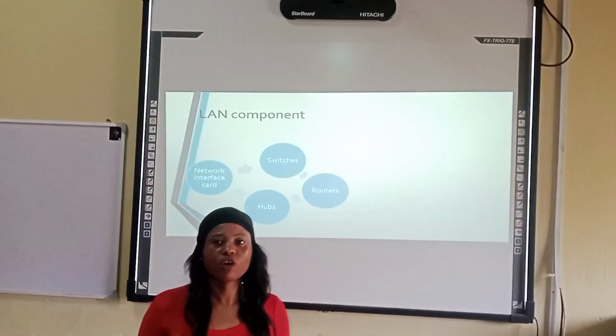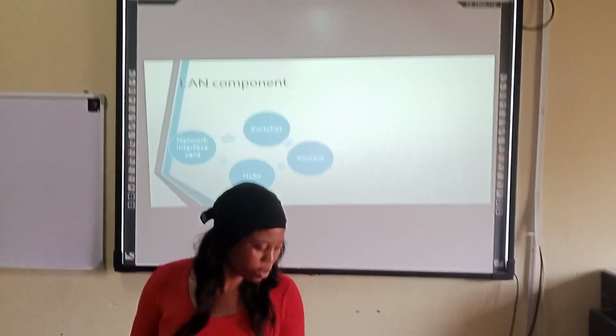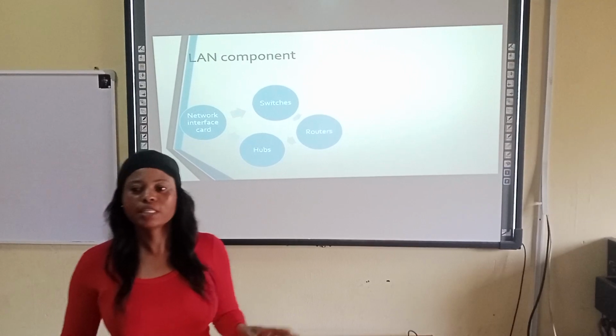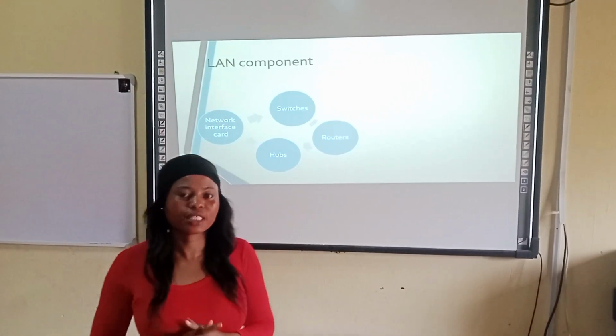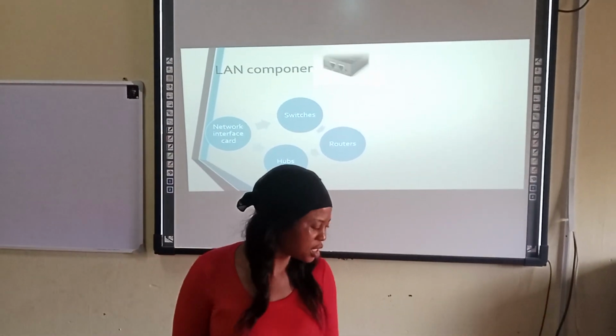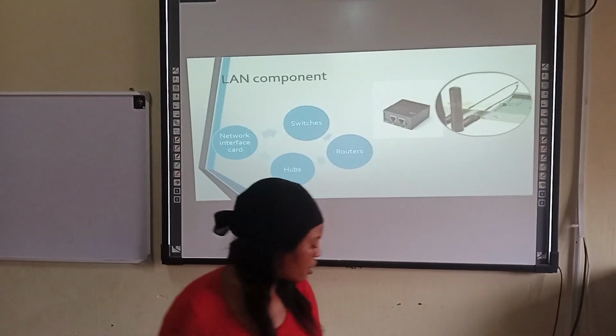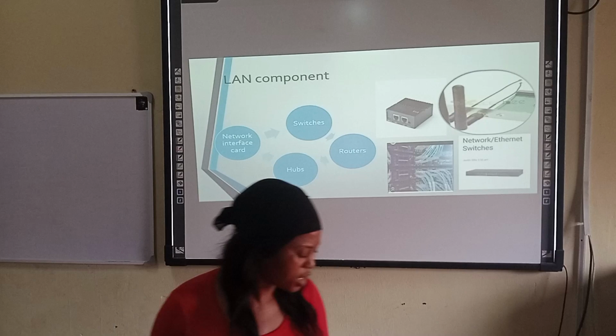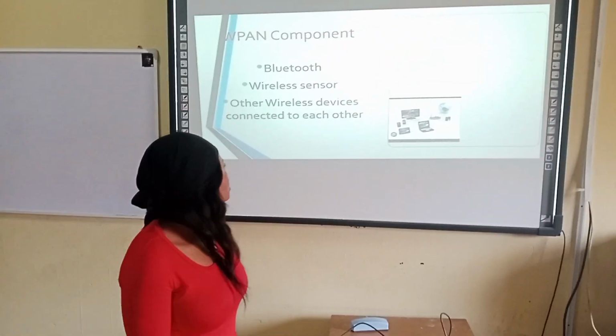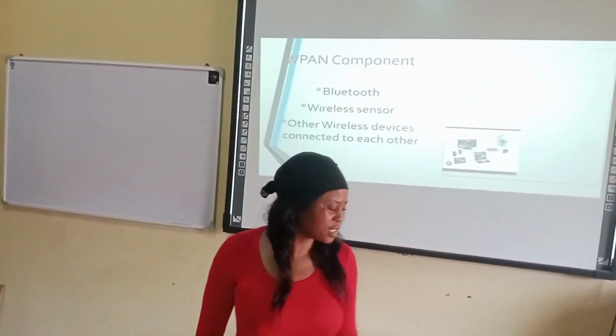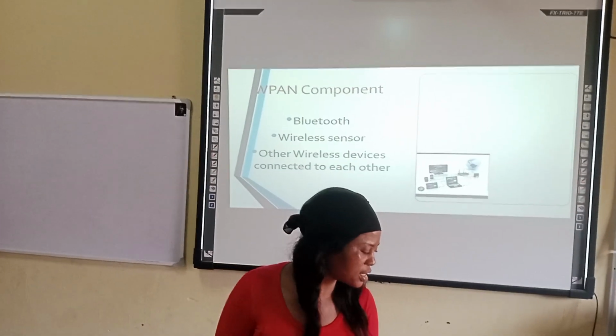What are the components of these various different types of network? We are going to look at some. One is LAN. What are the components in LAN? We have the switches, is one of the components. We have the hub, is one of the components. We have the router, one of the components, and we have the internet network switch or card and other devices that make up the components of this LAN network.